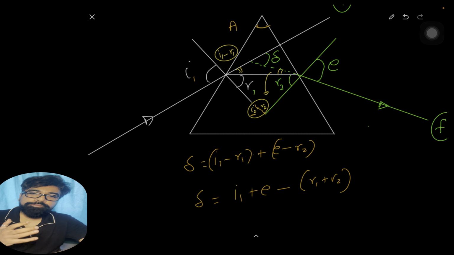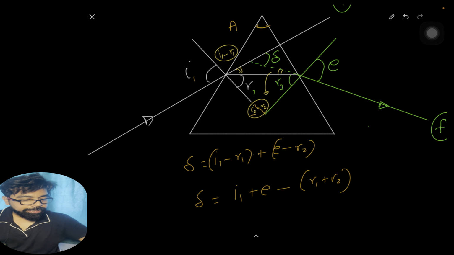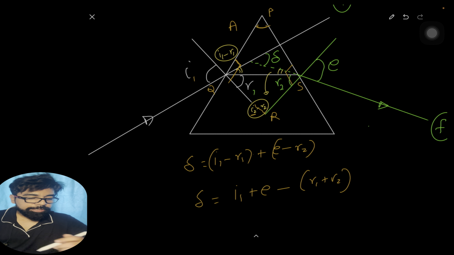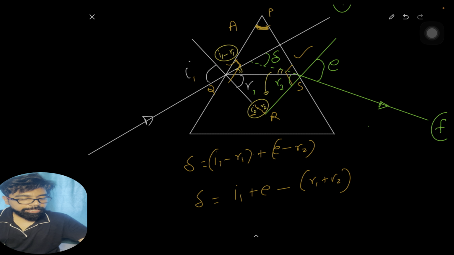Angle of prism is also known as refracting angle of prism. How am I getting that? If you see P, Q, R and S, this is a quadrilateral, right? What is the angle Q? You can see from the diagram it is 90 degree. What is the angle S? It is also 90 degree. What is the sum of the total angle of a quadrilateral? It is 360 degree. So this is 90, this is 90, 180. That means the angle of prism A and the angle R must be equal to 180 degree.